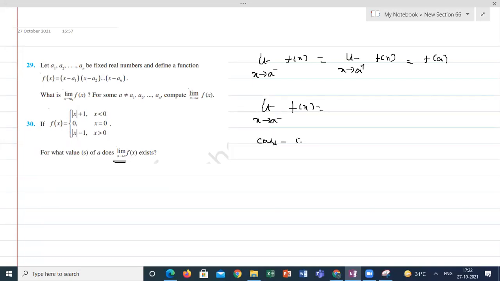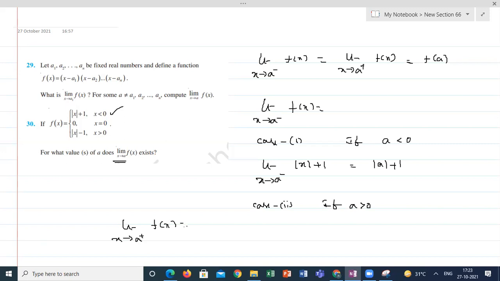Case 1. If a is less than 0, what is my f of x? If a is less than 0, this is my f of x. So the limit as x tends to a minus of modulus of x plus 1 will be modulus of a plus 1. Case 2. If a is greater than 0, what will I get? The limit as x tends to a plus of f of x will be equal to the limit as x tends to a plus of mod x minus 1, which is equal to a minus 1, which is equal to mod a minus 1.